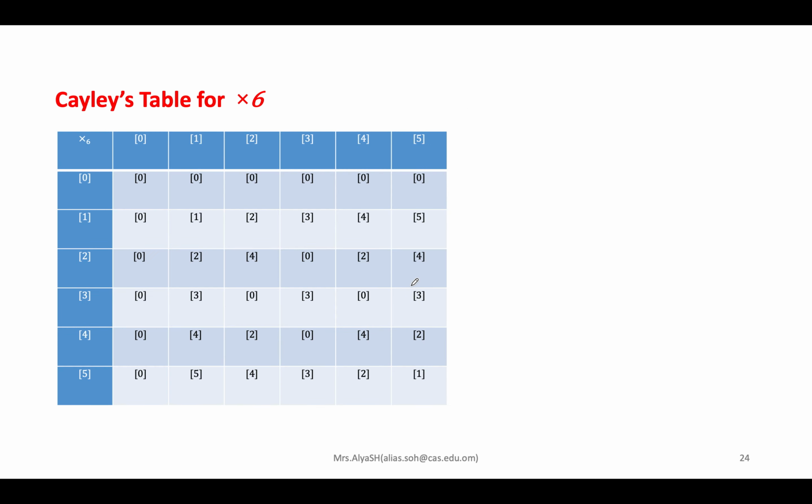Again, the same for the table for multiplication. So 1 times 1 is 1, 1 times 2 is 2, 1 times 3 is 3, and so on. Let's take a bigger number here. 4 times 3 is 12, and 12 mod 6 is 0. So 4 times 3 gives the remainder 0. Here we have 5 times 5 is 25, and 25 mod 6 equals 1. So 5 times 5 gives us 1. And the same for the rest.